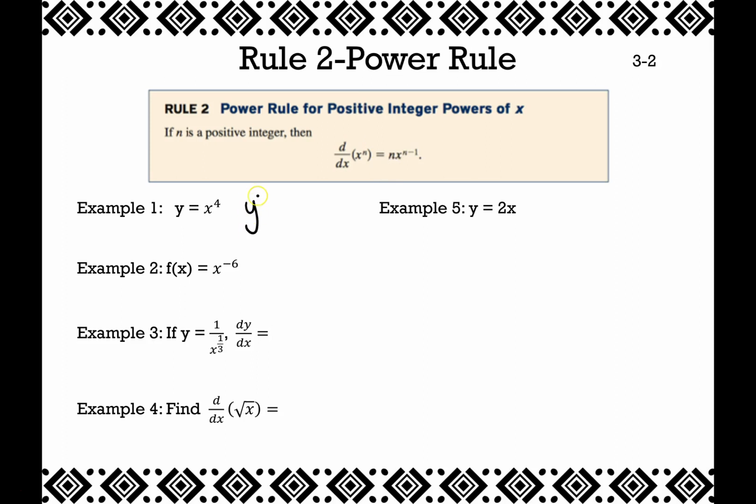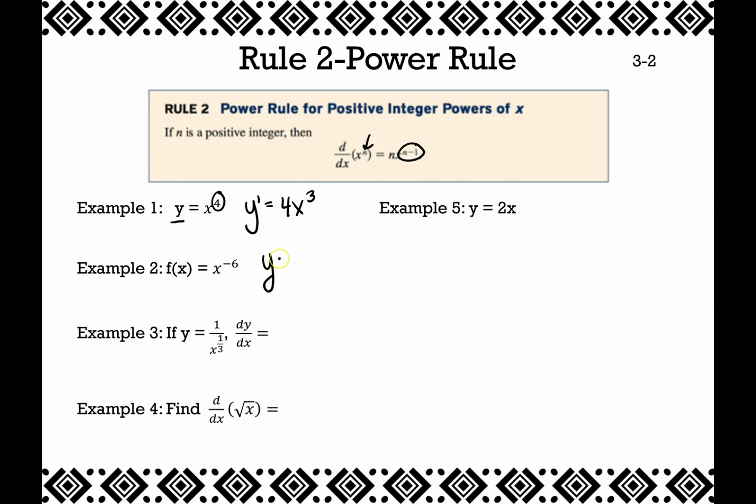So here, y prime, because I've got y equals, I'm going to take that 4, put it out in front, and then what I do is I subtract 1 from the n. Well, it was a 4, subtracting 1, I get a 3. And that's it, you're done.